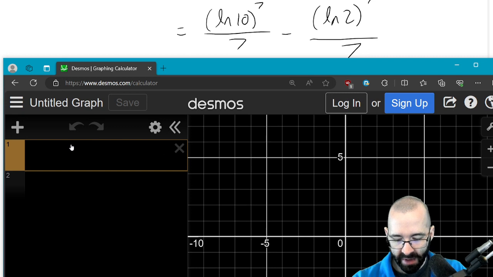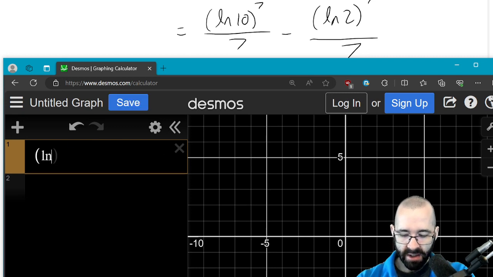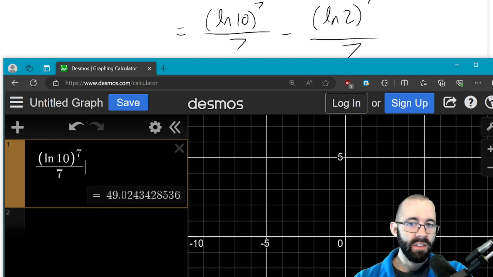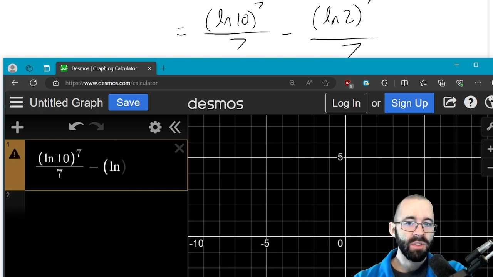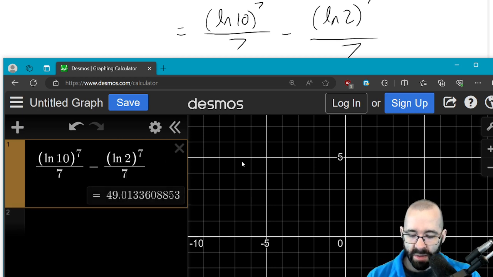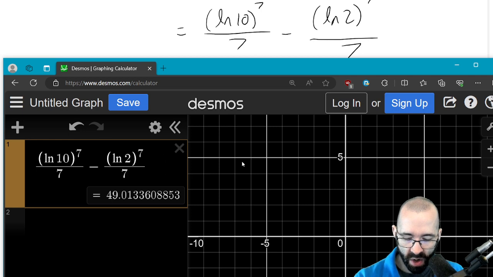All right, so let's see what this is. The natural log of 10 to the 7th. Oops. We need to tab out of the exponent before we divide. Divided by 7. Minus the natural log of 2 raised to the 7th. Tab out of the exponent. Divided by 7. That's about 49.013.